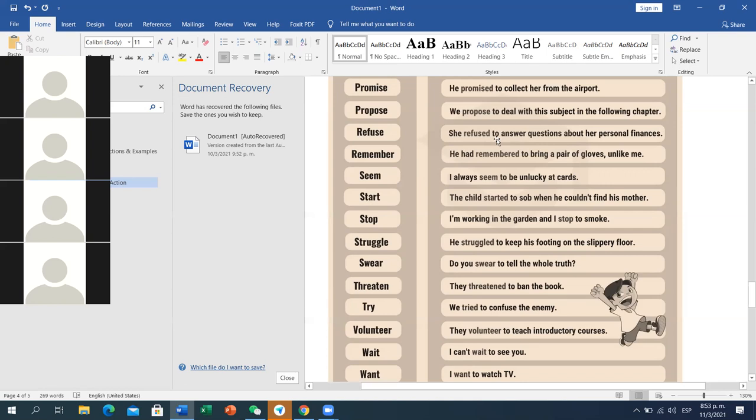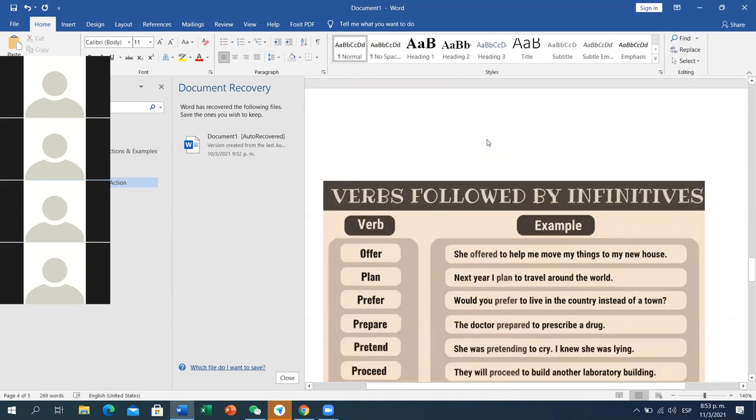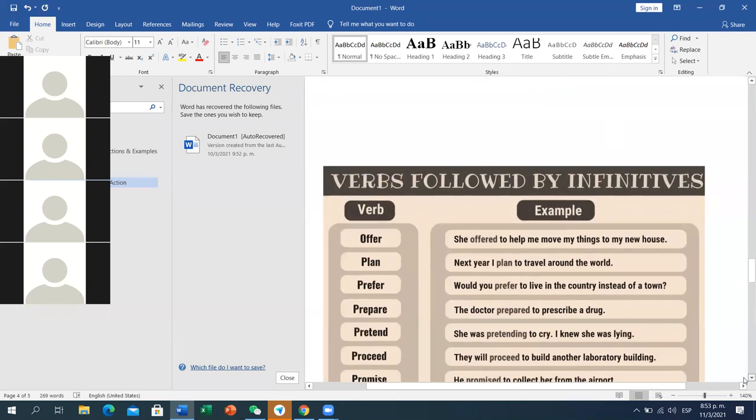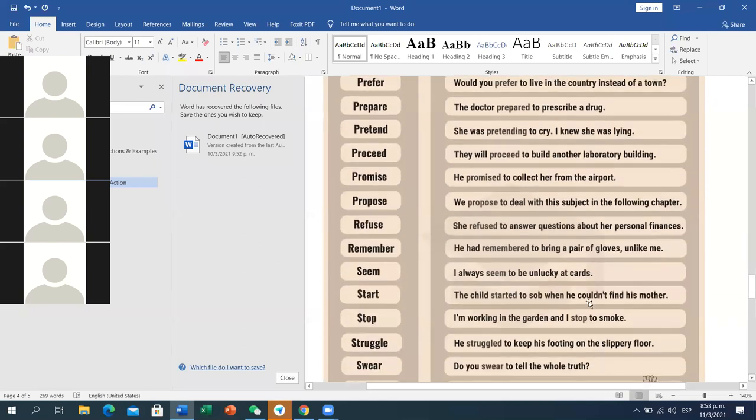She refused to answer questions about her personal finances. Se rehusó, ¿verdad? Ay, porque se está rehusando. Evadir impuestos. No, it's just a joke. She refused to answer questions about her personal finances. Excellent. Very good. Fíjense, and if you pay attention, she refused to answer questions.